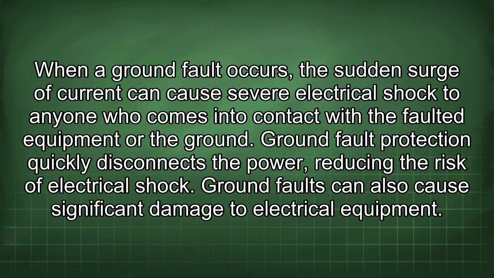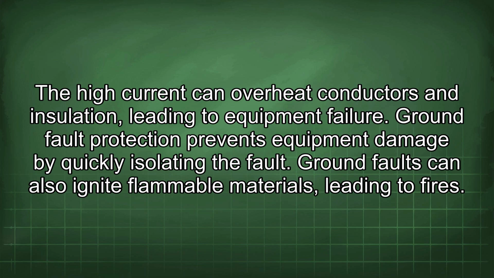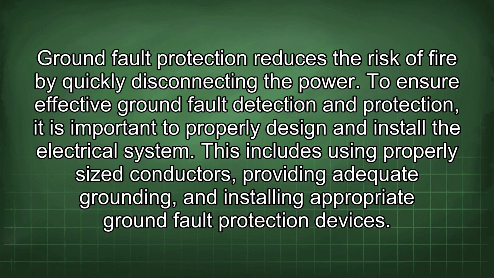Ground faults can also cause significant damage to electrical equipment. The high current can overheat conductors and insulation, leading to equipment failure. Ground fault protection prevents equipment damage by quickly isolating the fault. Ground faults can also ignite flammable materials, leading to fires. Ground fault protection reduces the risk of fire by quickly disconnecting the power.